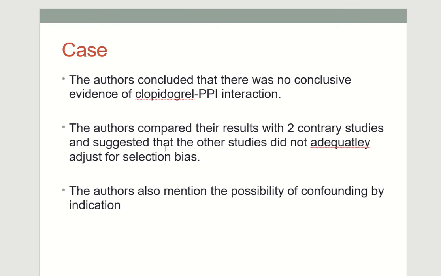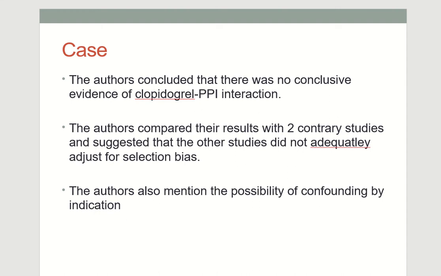Okay, I think this is just a continuation of the example. The authors concluded that there was no conclusive evidence of clopidogrel PPI interaction. The authors compared the result with contrary studies and suggested that the other study did not adequately adjust for selection bias. The author also mentioned the possibility of confounding by indication. That is, I think, the case given in the book. Anyway, this is a short review of the possible threats to internal validity, and these are the major examples in terms of selection bias or information bias.